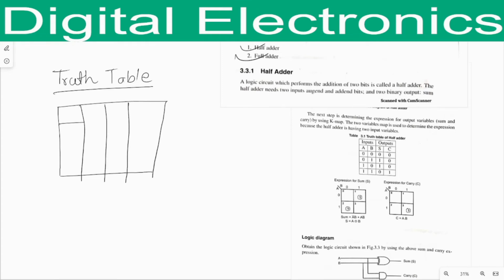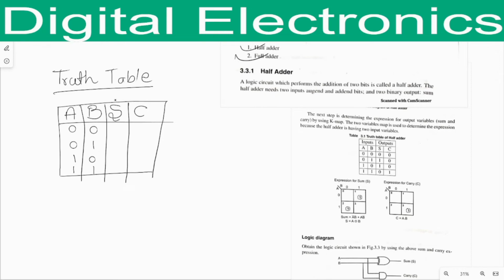Okay, here I am analyzing a half adder. In a half adder only two inputs are there, that's why I am taking two inputs A and B, and we are getting two outputs, so I am taking one output as sum and another output as carry. Because of two inputs there are four possible combinations: 0 0, 0 1, 1 0 and 1 1.